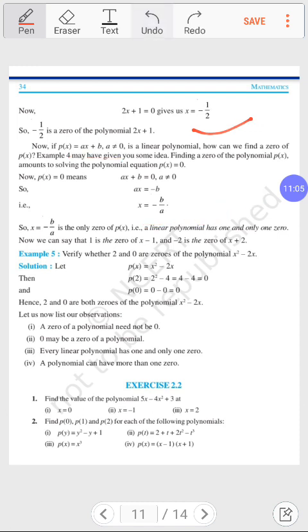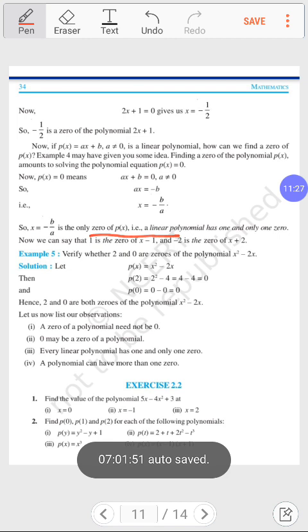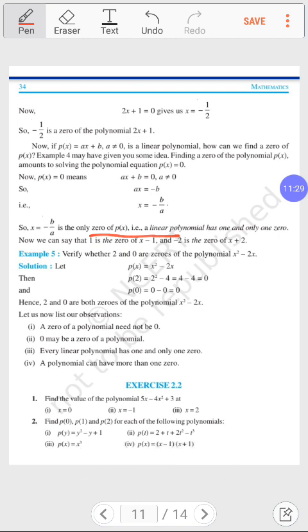So x is equal to minus b by a is the only 0 of p(x); a linear polynomial has one and only one zero. You also have to keep this in your mind: in a linear polynomial there is one and only one zero. There can't be more than one zero in a linear polynomial, and you also can't say that there is no zero. There is one zero and only one zero.